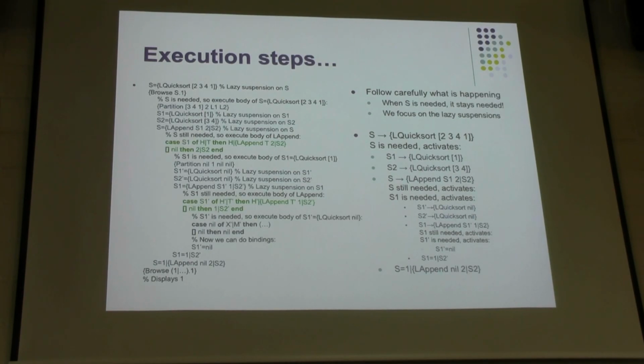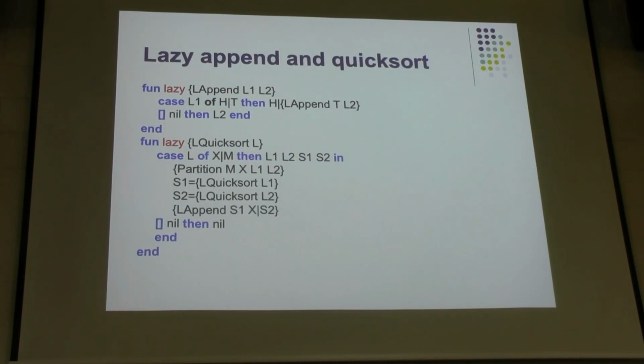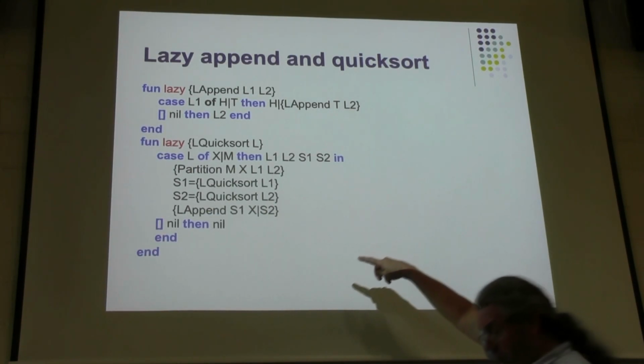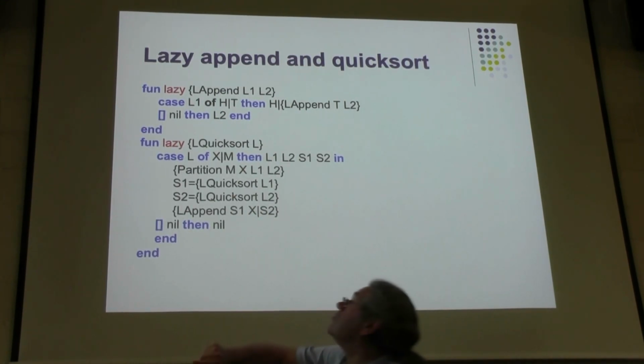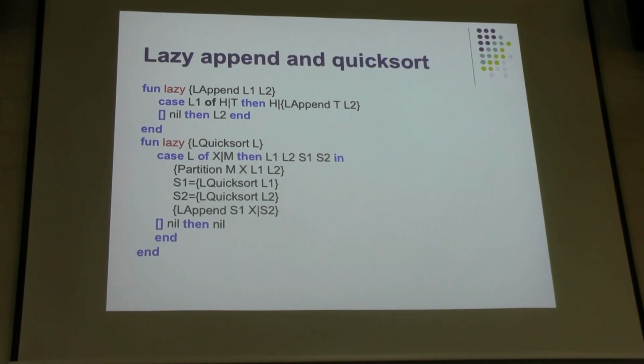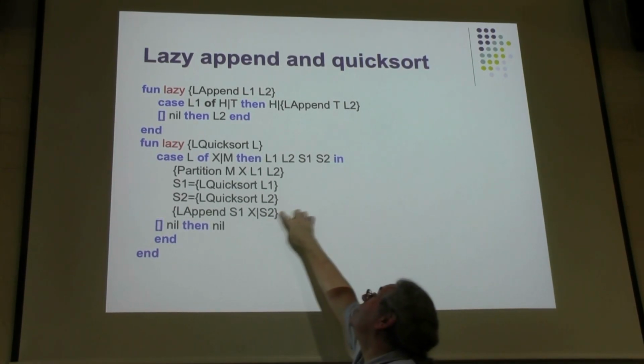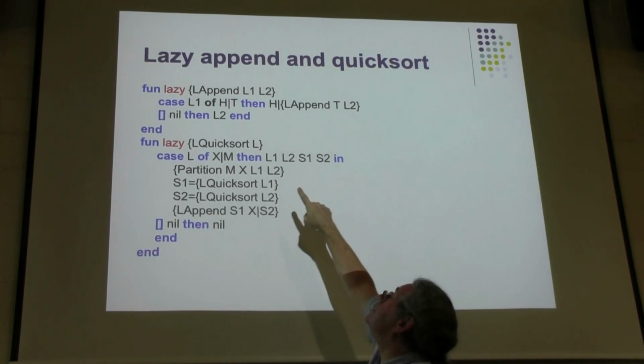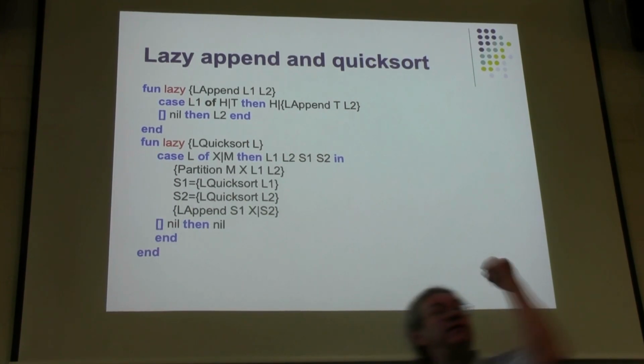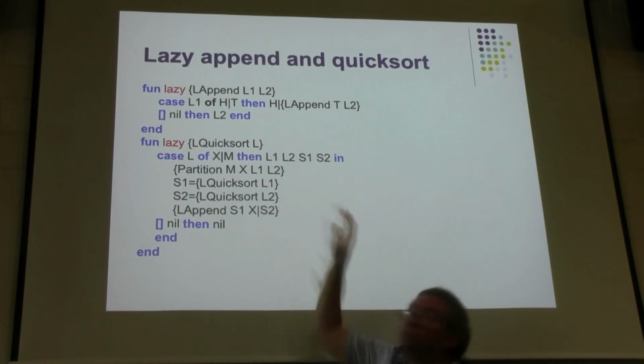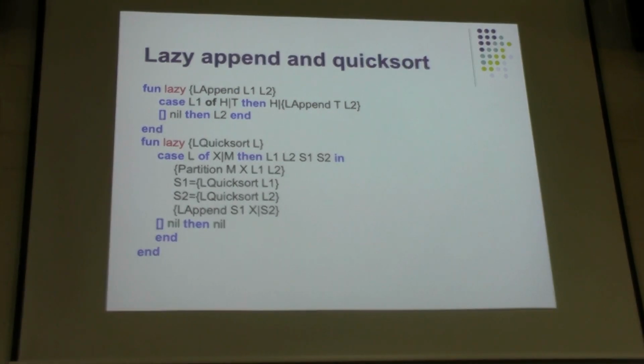But here we have an interesting thing, a new thing that we didn't see before. When I activate the lazy suspension here, I run the body of L quicksort. But the final call is also a lazy function. So the result of activating this lazy suspension is that I create a new lazy suspension here. But since the result is still needed, this new lazy suspension will immediately be activated. Okay? So I create the lazy suspension L append and I activate it immediately. But because I still have no value, I will keep activating until I bind the variable to a value. So as long as I keep creating lazy suspensions, they keep being active.